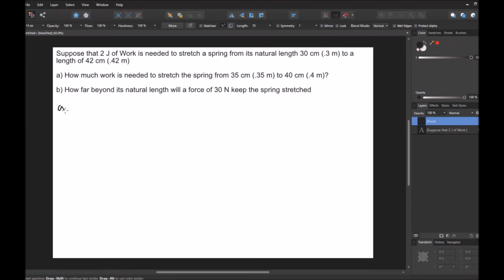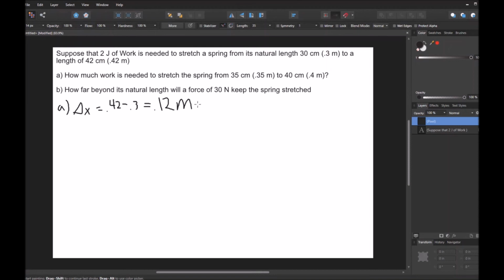So I'm going to start with part A, and the first thing I'm going to do is write out delta x. This is going to be our change in x. And what we're going to be doing is going from 0.42 minus 0.3. This is the amount of meters from 0.3 meters to 0.42 meters. That's how much 2 joules of work is stretching this spring. So that's going to give us 0.12 meters.